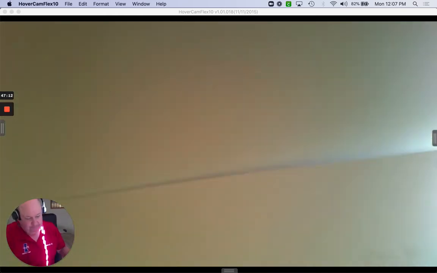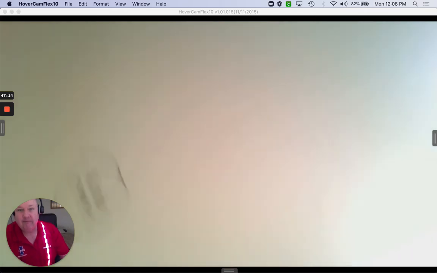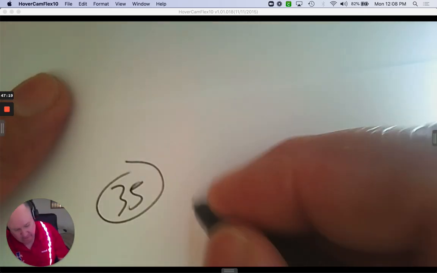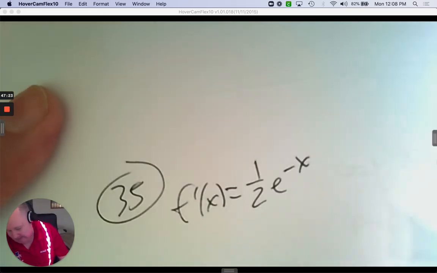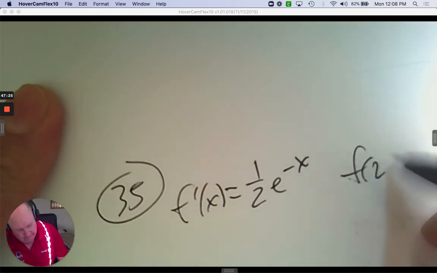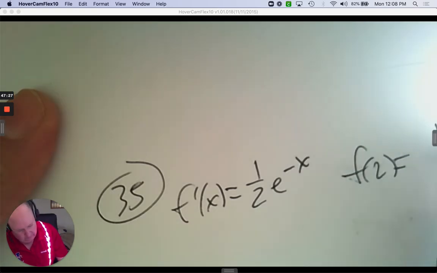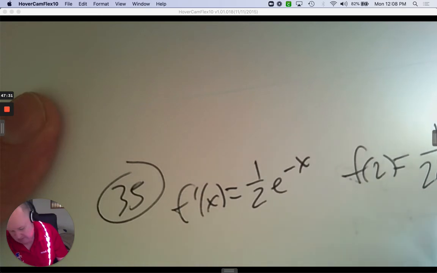$35. It's getting closer, right? Do you see it? 35. So the derivative is 1/2 e to the negative x. F at 2 equals 1 over 2 e squared.